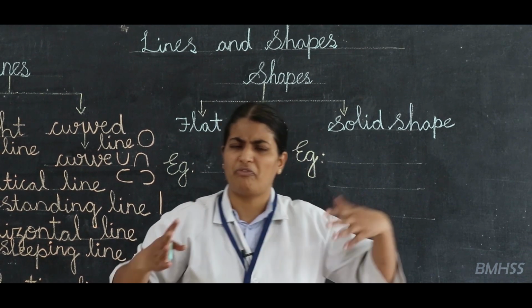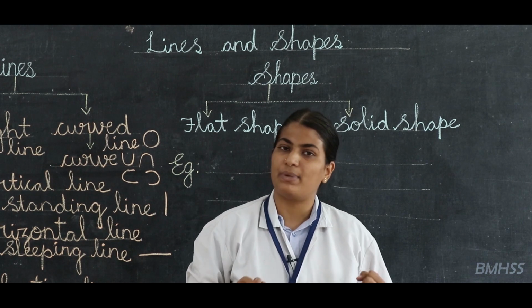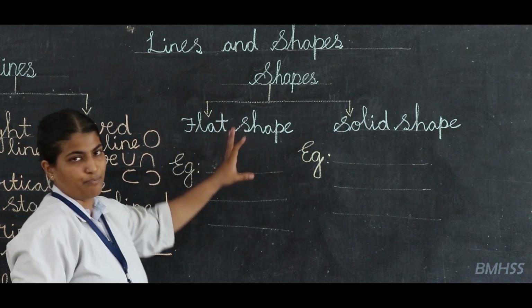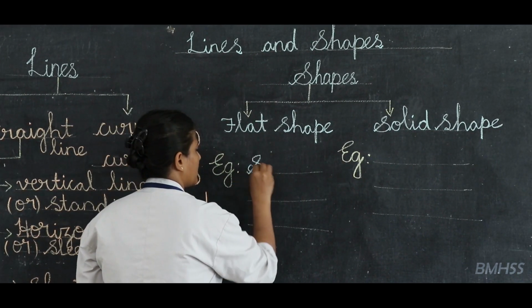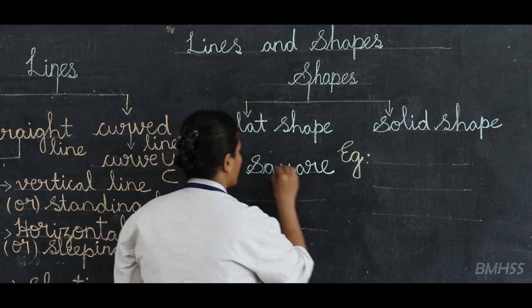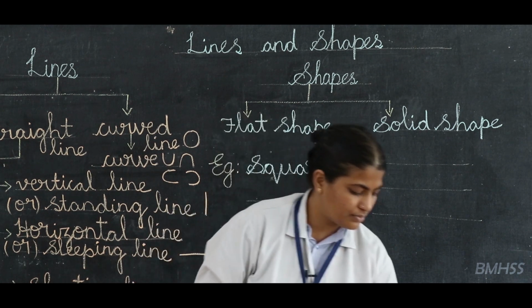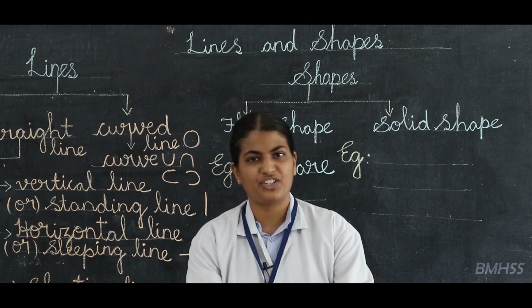Okay children, ma'am is telling you flat shape, solid shape. What is the difference between flat shape and solid shape? First let me tell you some examples of flat shape and solid shape. Okay, so flat shape, square. First example is square. S-Q-U-A-R-E, square. Okay children, shall we see a square now? So this is a square. Okay, so this is a flat shape and this is a square.